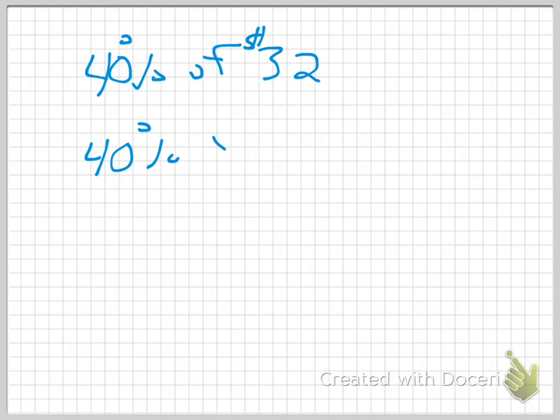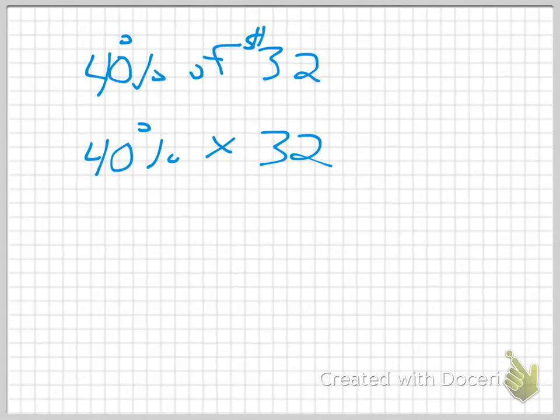Listen, what does the word of mean in math? Of means multiply, right? Of means multiply. I know you know that. So when it says find 40% of $32, it means 40% times 32. There's two ways of doing this.